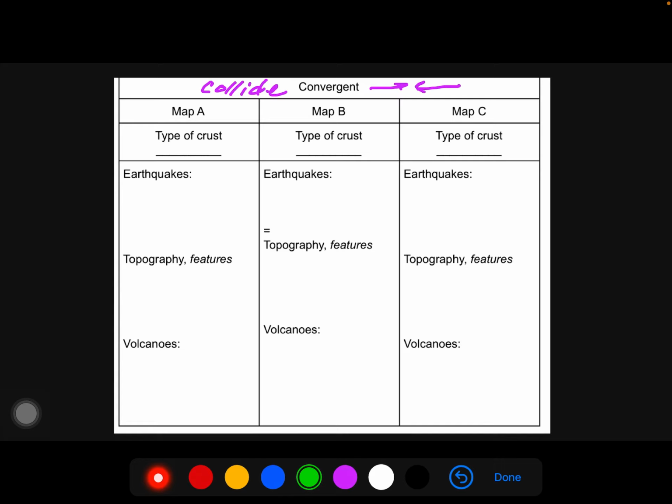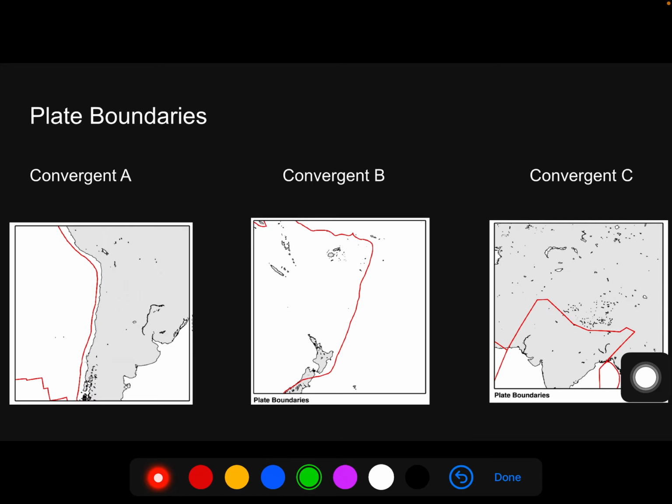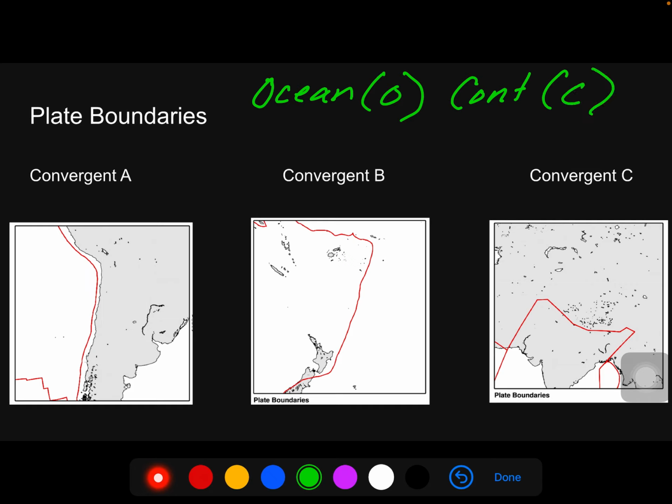So you should have already looked into map A, B, or C, just a little bit to get some information. What we're going to be doing then is filling in what crust and features are found at each of those locations. So first of all, we're going to be looking at the crust. So remember, our two types of crust are ocean, which we'll start labeling as O, and continental, which we'll start labeling as C. That's, of course, our land crust.